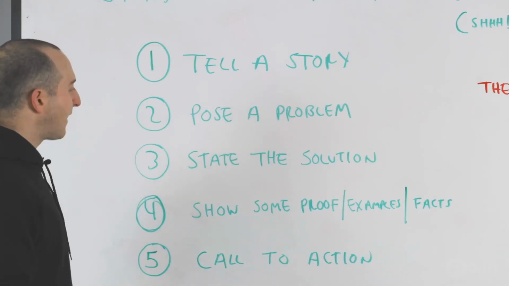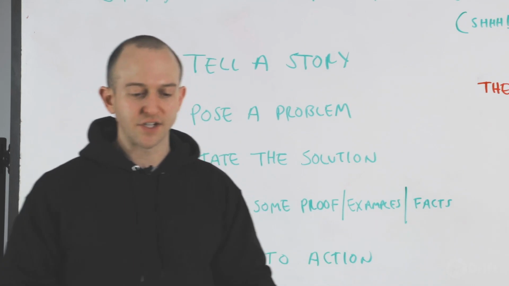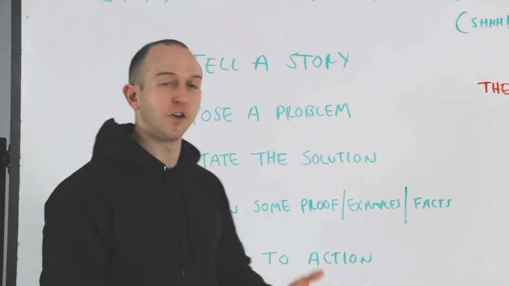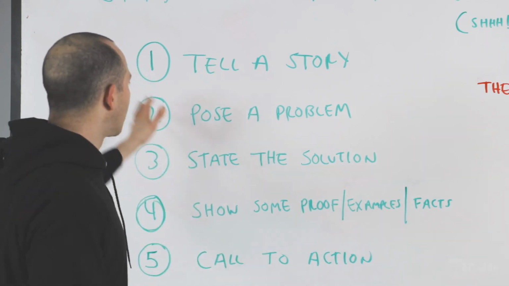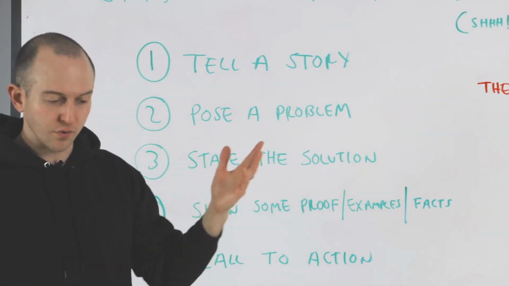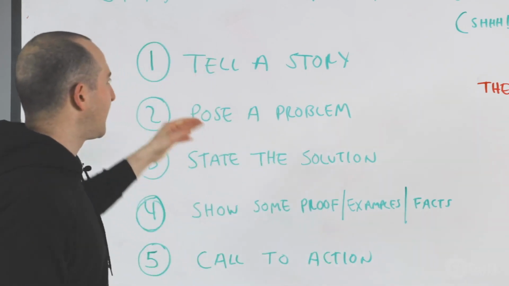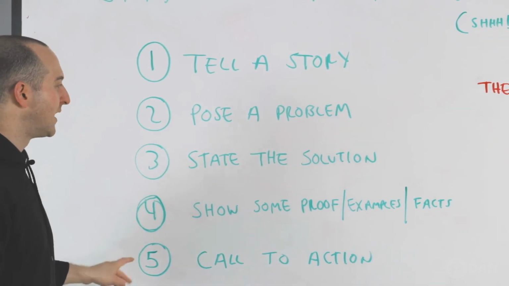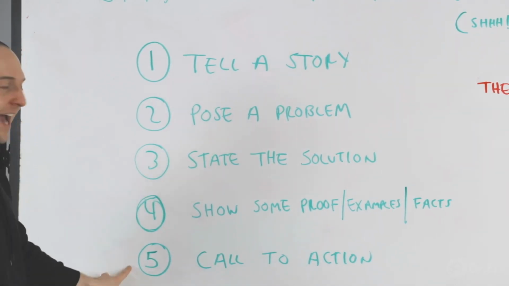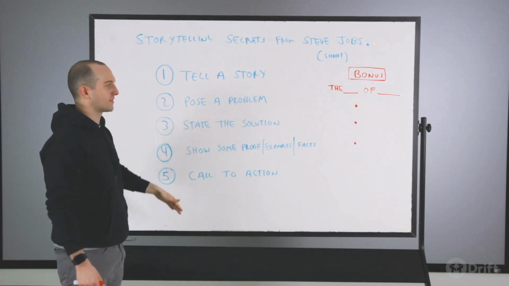So these are the 5 steps that I literally write out every time I make a new presentation, work on a new landing page, or write a new blog post. If I'm ever stuck or I don't have good story structure, what I literally do is pull up a Google Doc, a Word doc, or even just a piece of paper, and I write these 5 things down. This is my outline. Tell a story, pose a problem, state the solution, show some proof, and call to action. And then I start writing in each of these sections what I'm gonna say.